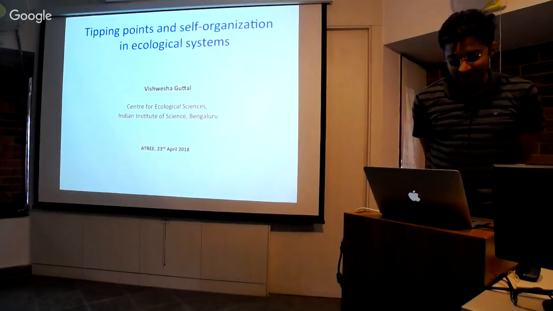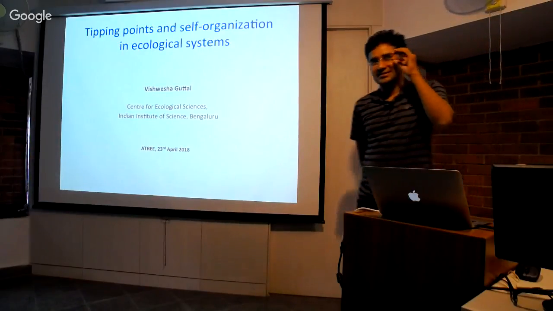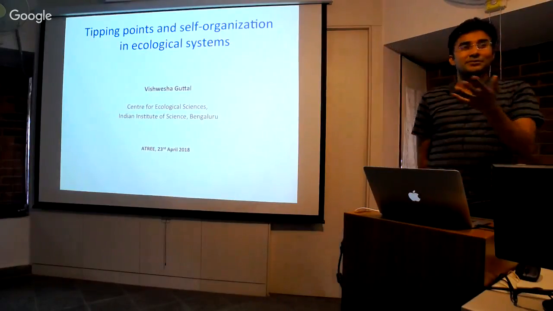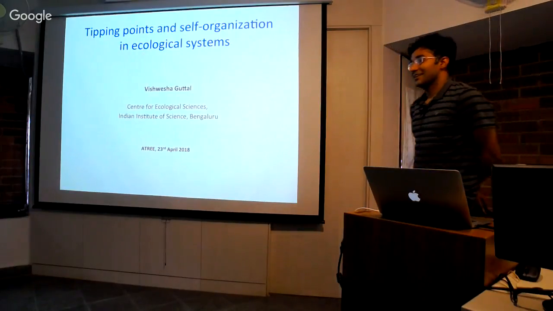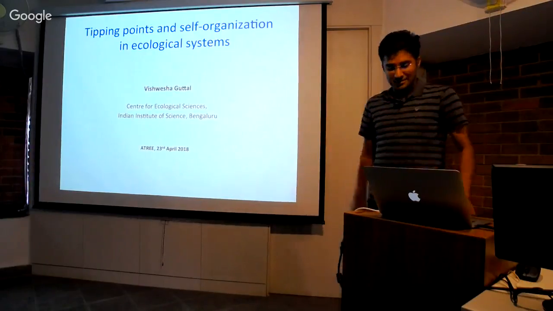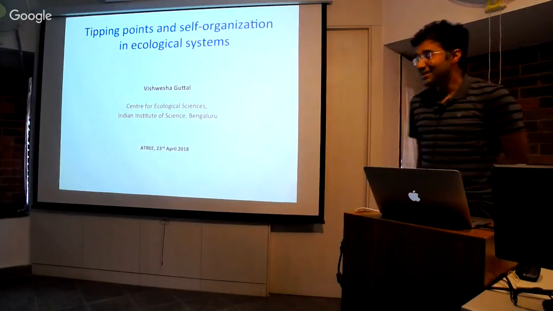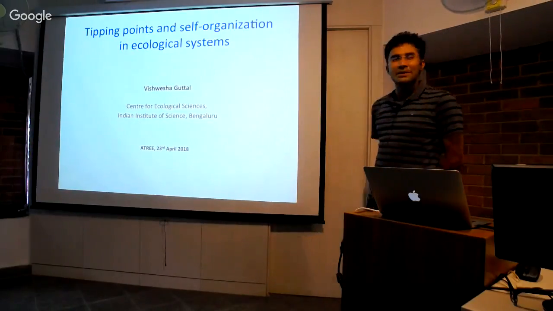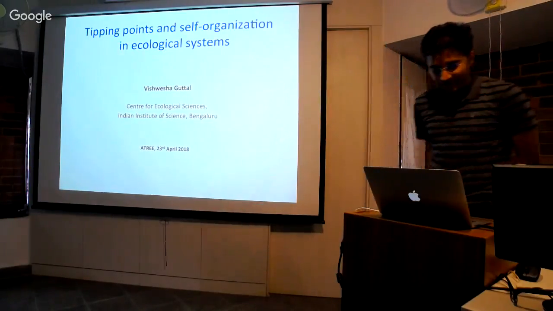So as Abhi mentioned, there are two broad aspects to the work we do in the lab. One is collective animal movement. The other is, in some sense, collective behavior in plant and vegetation ecosystems, specifically looking at questions related to tipping points and self-organization.